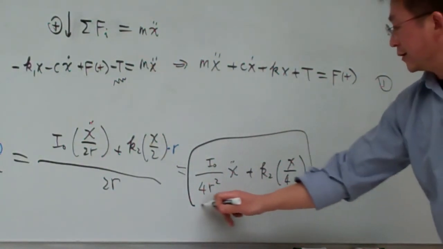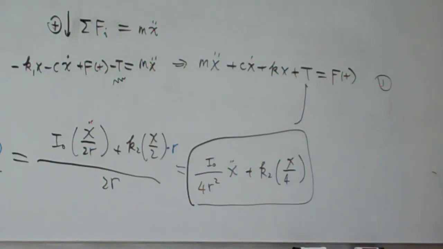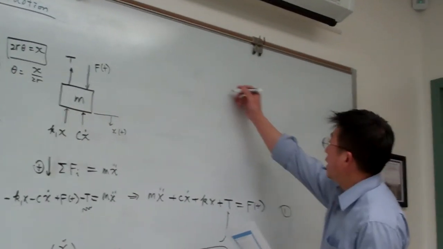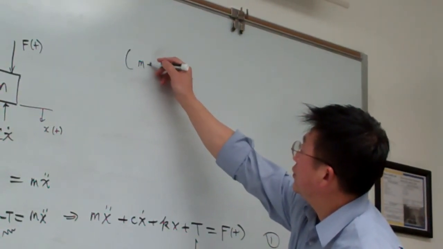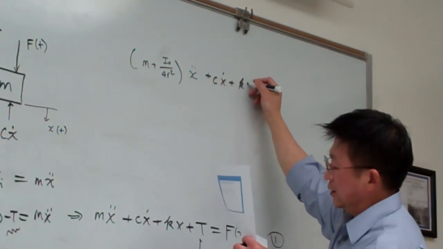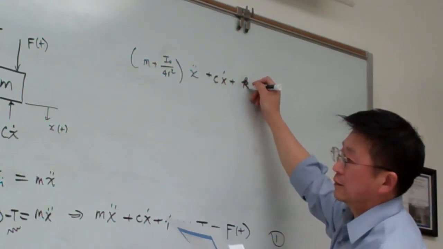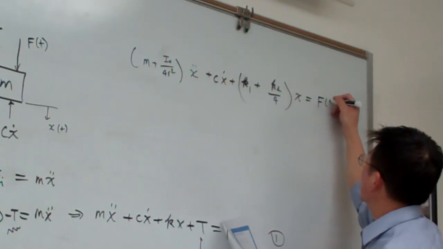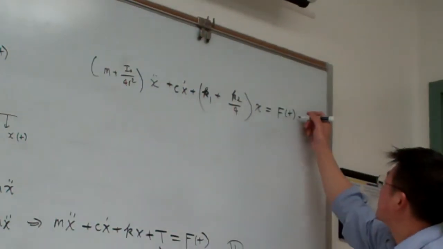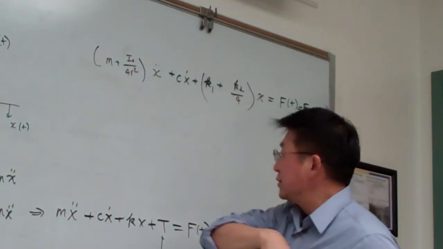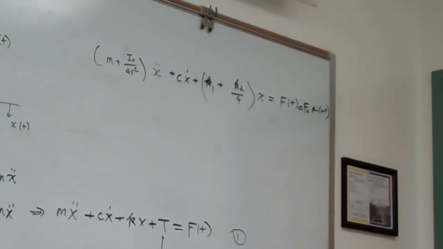You will simply plug this one into here. Then we come up with the single equation of motion in terms of x. So that means (m plus I0 over 4r squared) x double dot plus c x dot plus (k1 plus k2 over 4) x equal to f of t. And here the f of t in particular, let me plug in here, that is f0 sine omega t. Good enough.